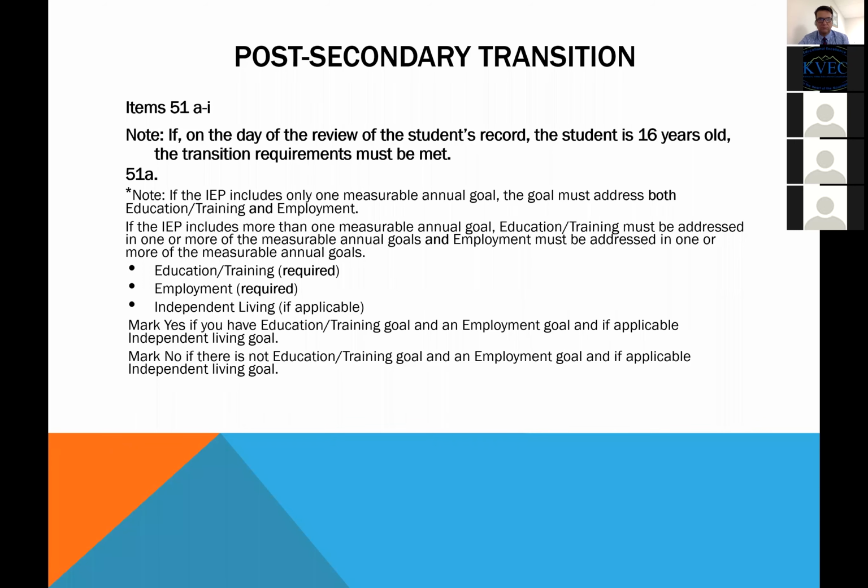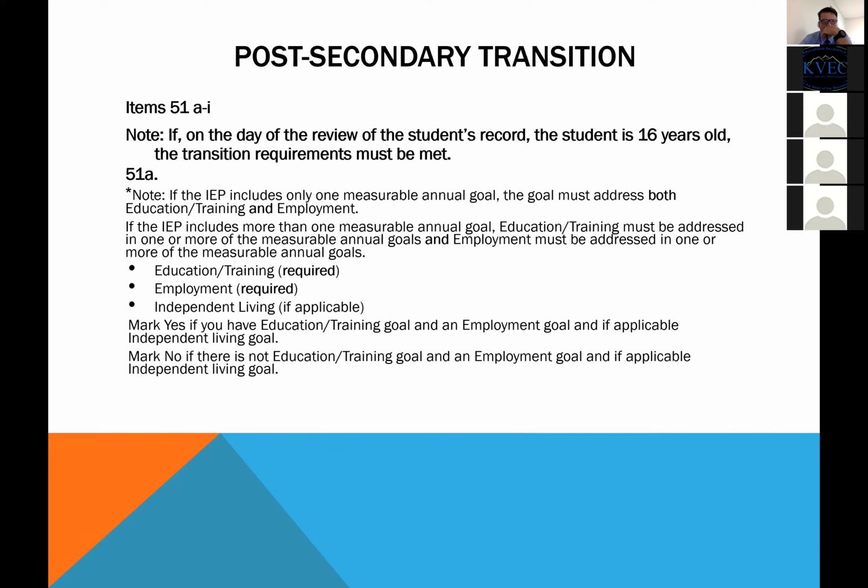Again, if the IEP includes only one measurable annual goal, then that goal has to have the education training box checked as well as the employment box. Most of the time, you're going to find that with your speech-only students. If the IEP includes more than one measurable annual goal, education training must be addressed in one or more of the areas for your annual goal, and employment must be addressed in one or more of the areas. So what we're saying here is you can't check employment and education training in the same goal. The only way you can do that is if you have one goal.